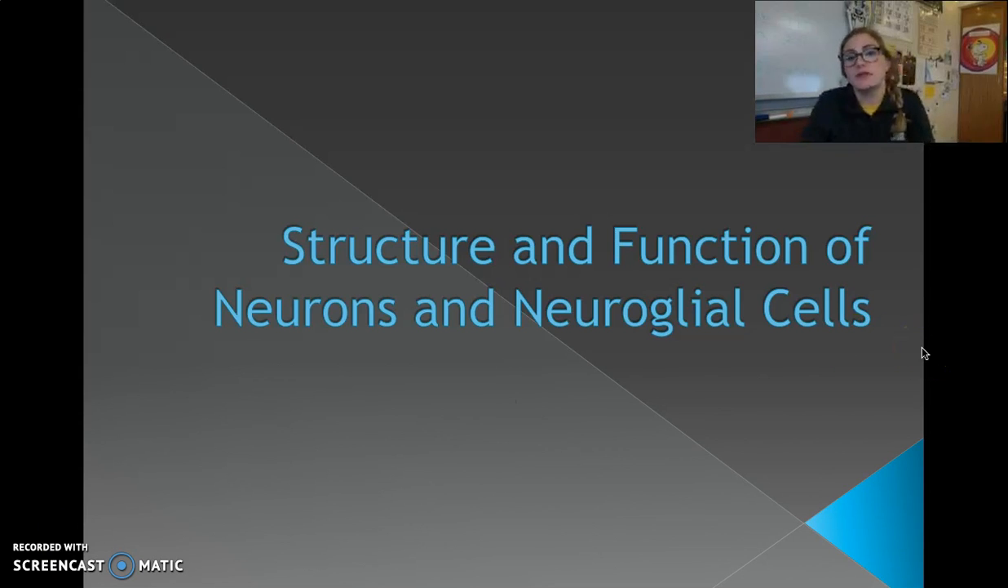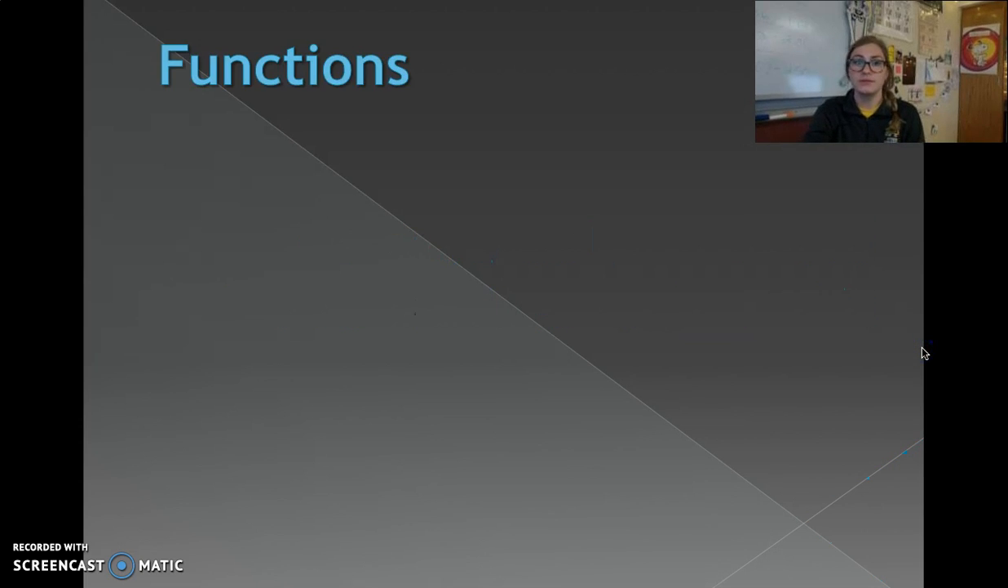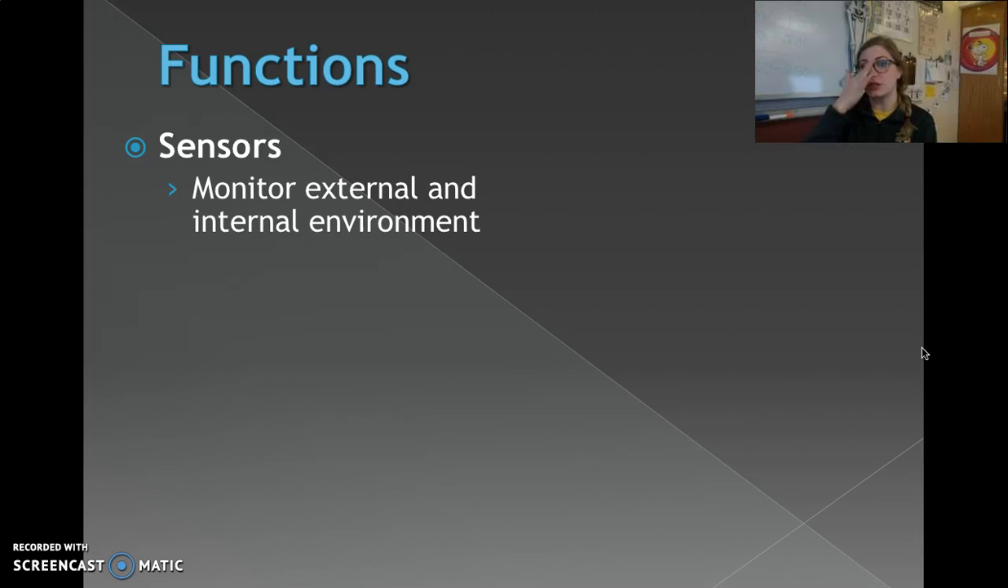And then we also have this supporting cell called a neuroglial cell. This should sound a little familiar. We covered it when we looked at the connective tissues and muscle tissues and nervous tissue and epithelial tissue unit. So let's kick things off with the functions.